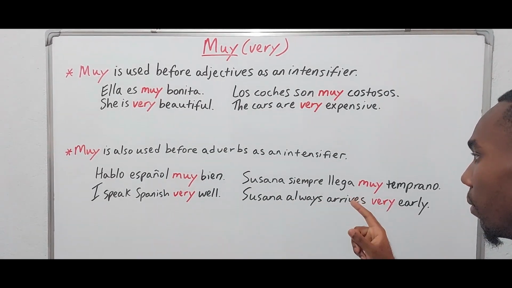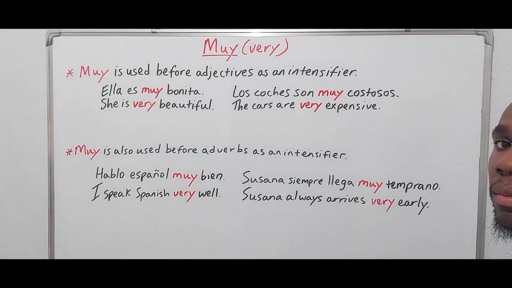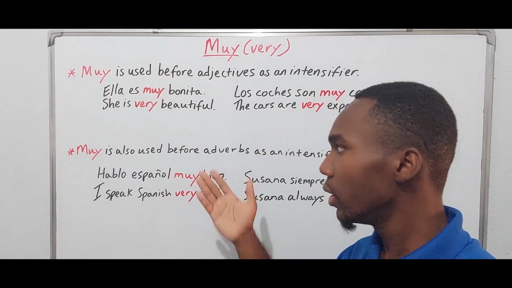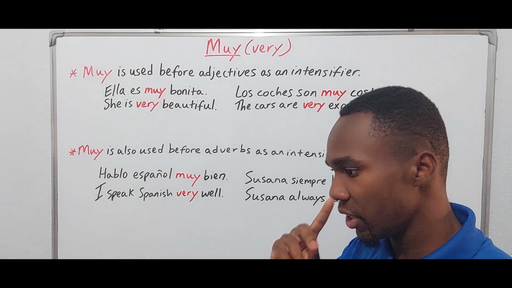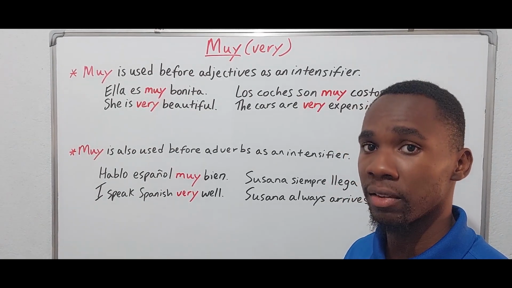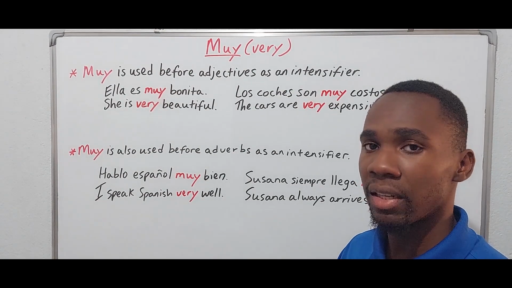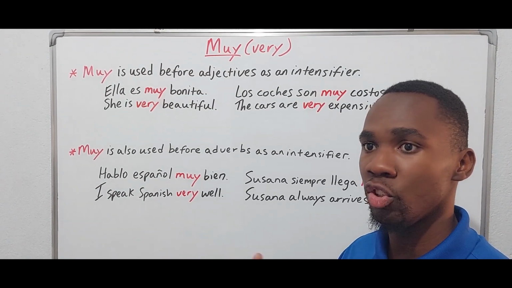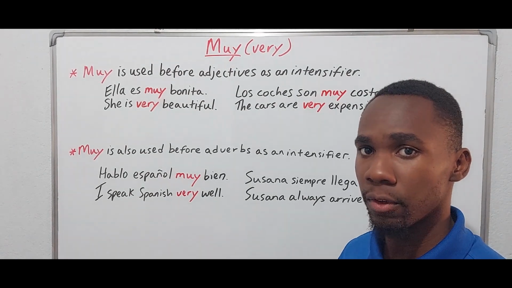So when does Susan arrive? Muy temprano, very early, all right? So these two uses are very similar, right? But I should mention that muy is not used before comparatives. And if you do not know what a comparative is, a comparative would be either an adjective or an adverb that is used to compare two entities, right?